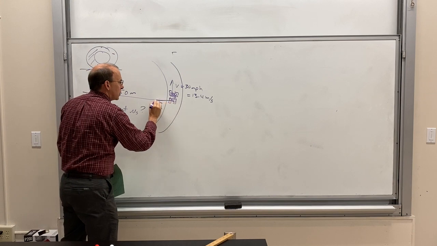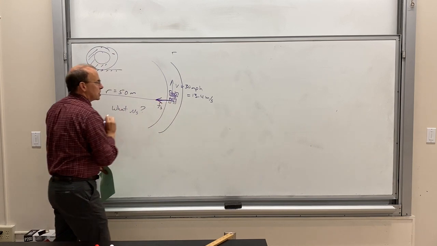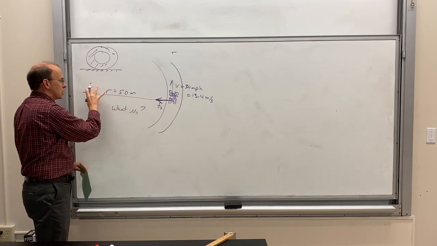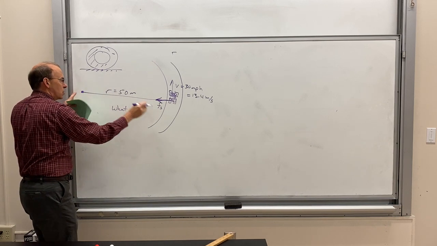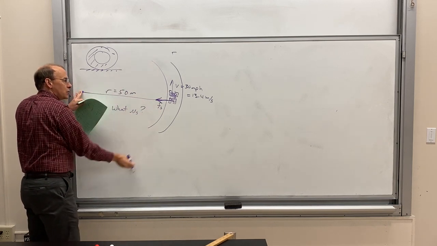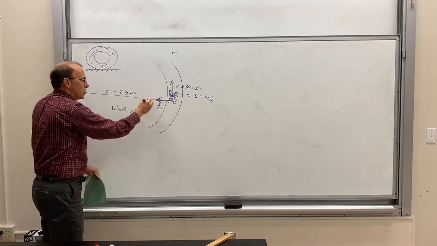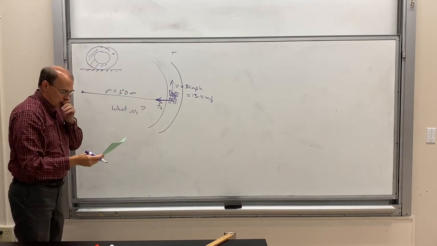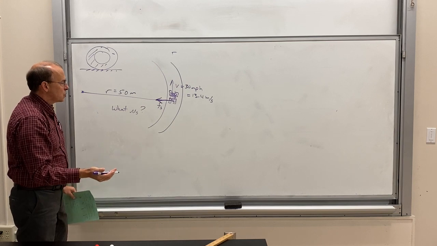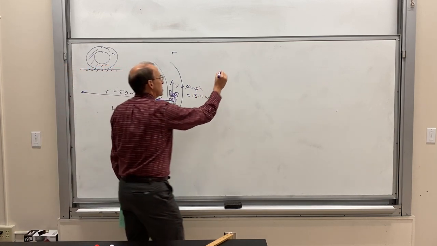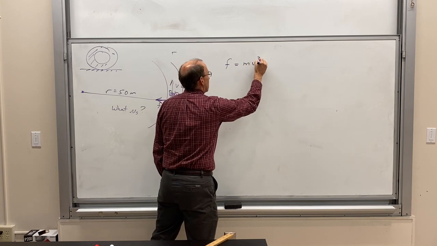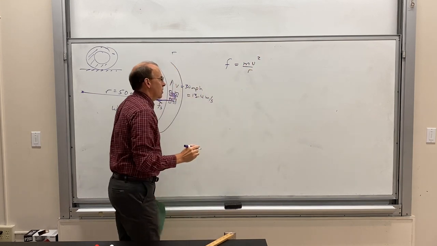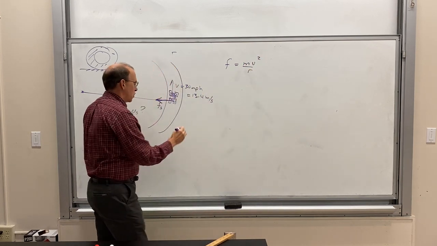So we've got frictional force between the tires and the road is what's keeping the object moving in a circle. So here's the center of the circle, or this is the radius of curvature of this road. Frictional force is the source of our centripetal force. So we've got that frictional force is mv squared over r. How much frictional force do we have?